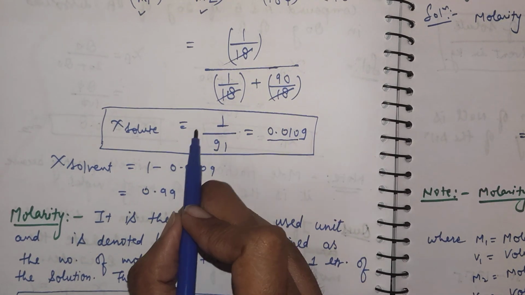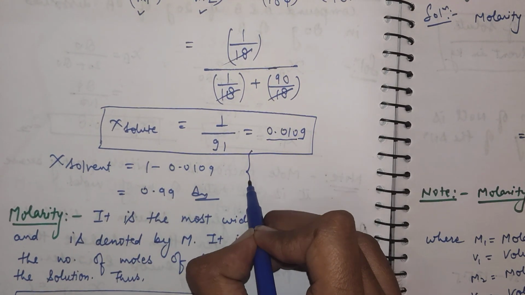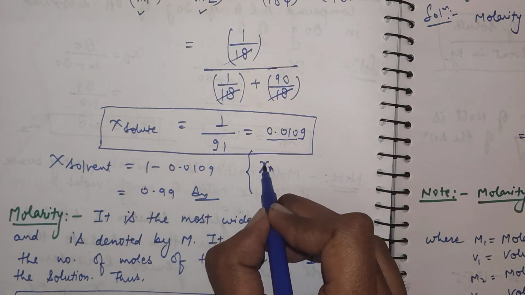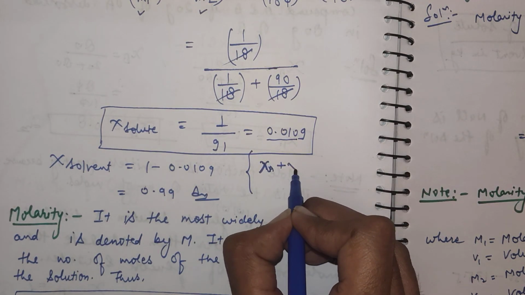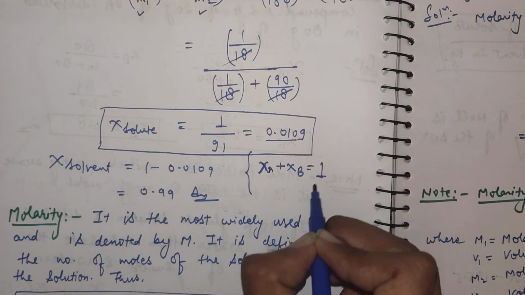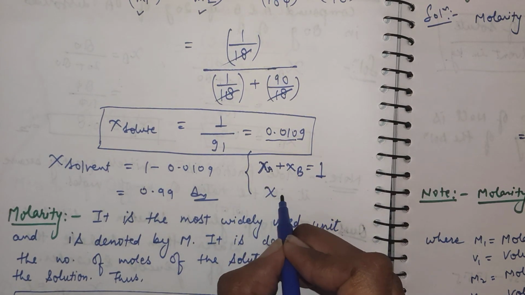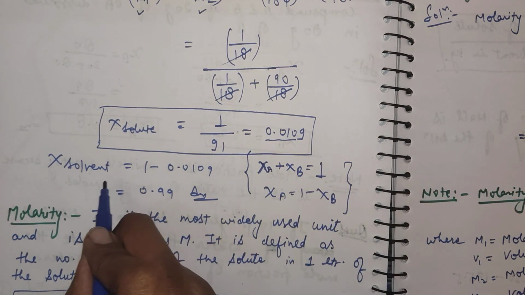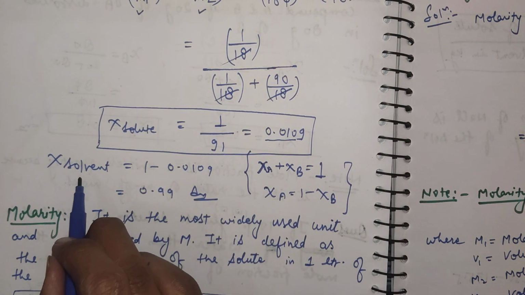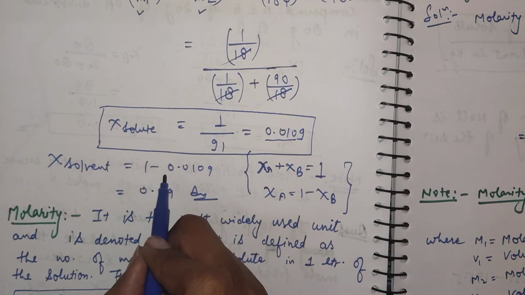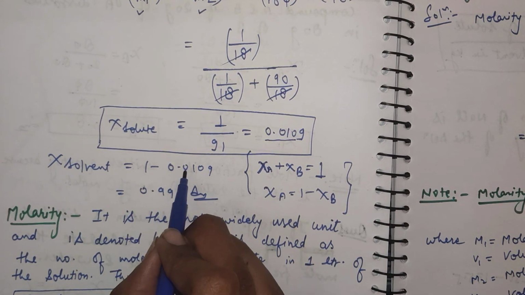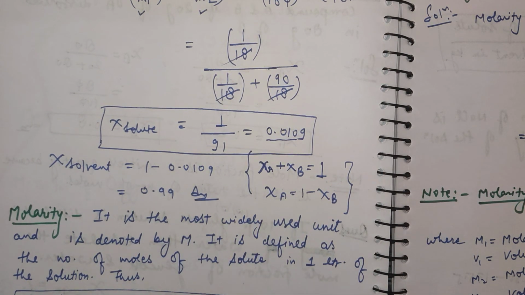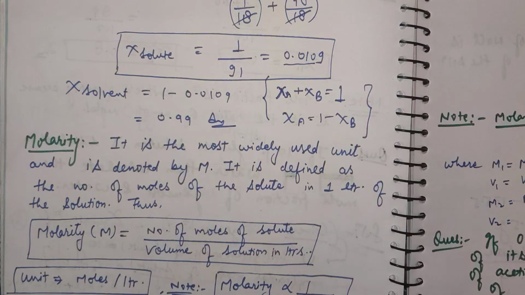So the mole fraction of solvent: how does this happen? There is one formula: let's suppose the mole fraction of component A and the mole fraction of component B add up to 1. So the mole fraction of one component can be written from the mole fraction of the other component. In this case, if we find the mole fraction of solvent, we subtract the solute's from unity, 1 minus this, and we get 0.99. It has no unit, it is a unitless quantity because it is the ratio of numbers of moles.